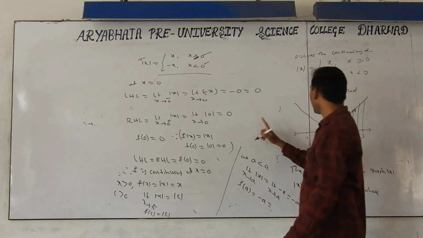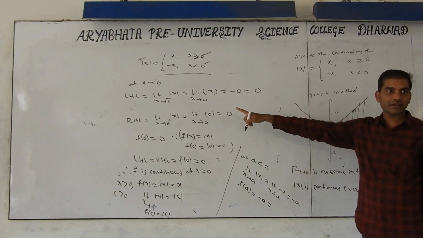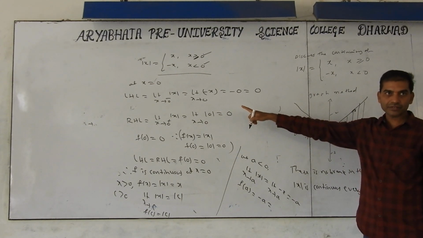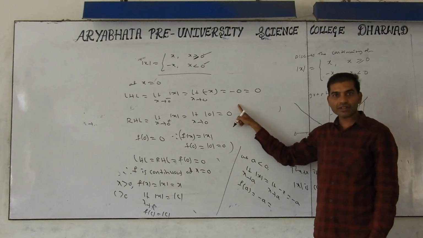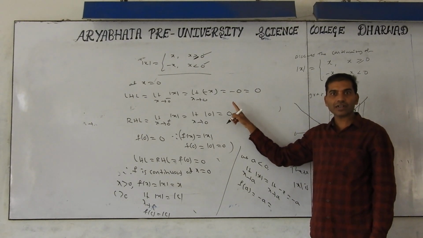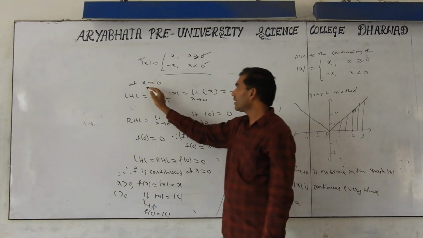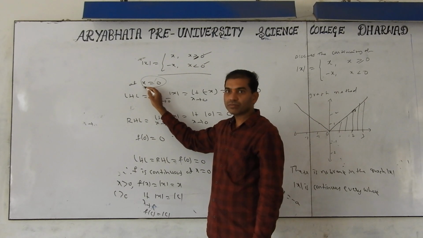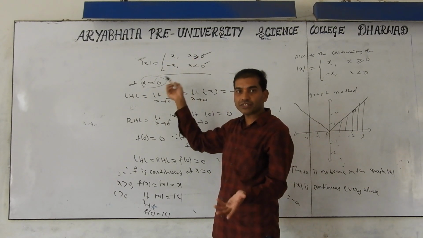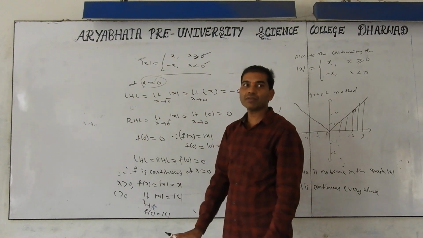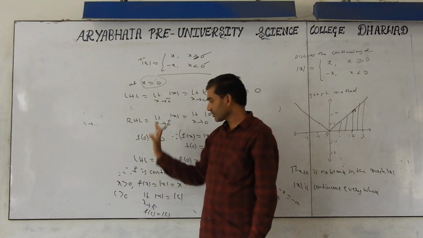I have discussed two methods. One is the graph method, another is without graph. By the graph method, there is no break. And this is by the limit concept: left limit equal to right limit equal to function value. So first, why should we check the limit at 0? Because the function is changing at 0. If it is not changing, no need to find the left limit and right limit. It is continuous. Understood?